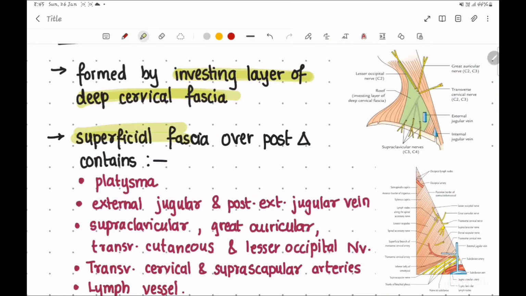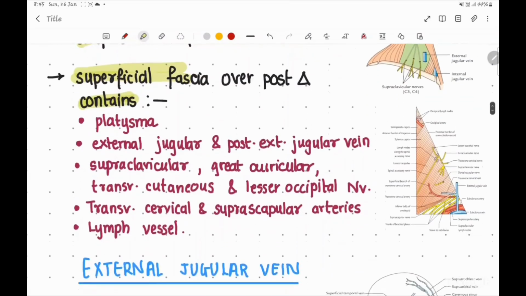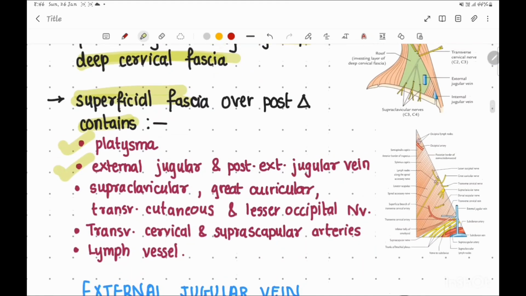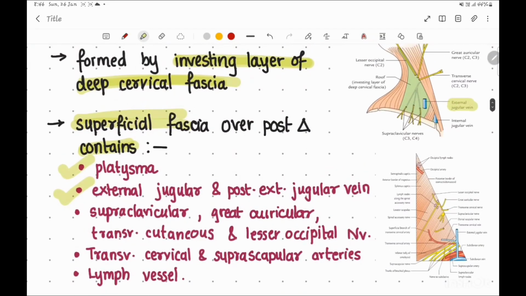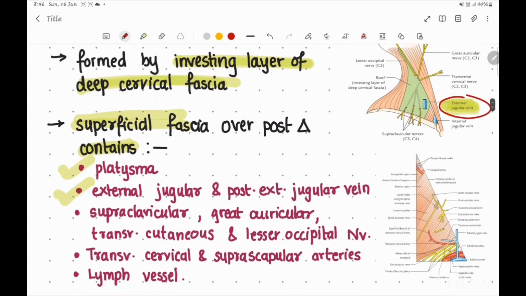Also, there will be a superficial layer of superficial fascia, and that will be containing various anatomical features or contents. The first content of this superficial fascia is platysma. Then you have external jugular and posterior external jugular. Now, external jugular vein, as you can see in this diagram, here there is presence of external jugular vein. I'll also be showing posterior external jugular vein later in the video.